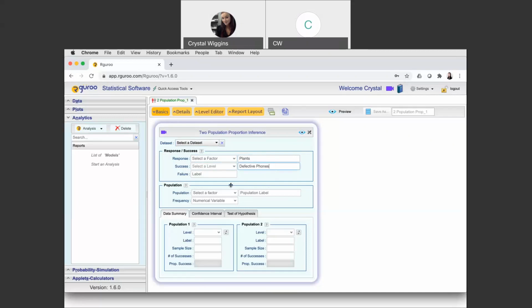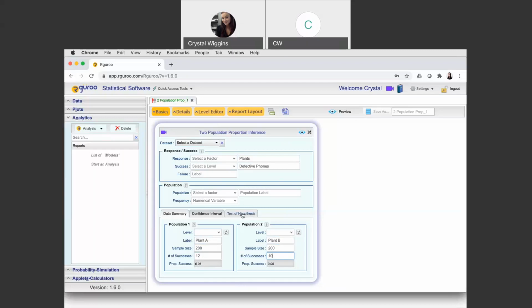Population 1, we are going to label plant A. And population 2, we'll label plant B. Sample size is 200 across the board. Number of successes, which is x, for plant A was 12, and for plant B was 10, and the probability of success is calculated automatically. So if you wanted Rguroo to calculate the probability of success for each of your populations, so you could calculate n times p and n times 1 minus p, you could do that right from here.